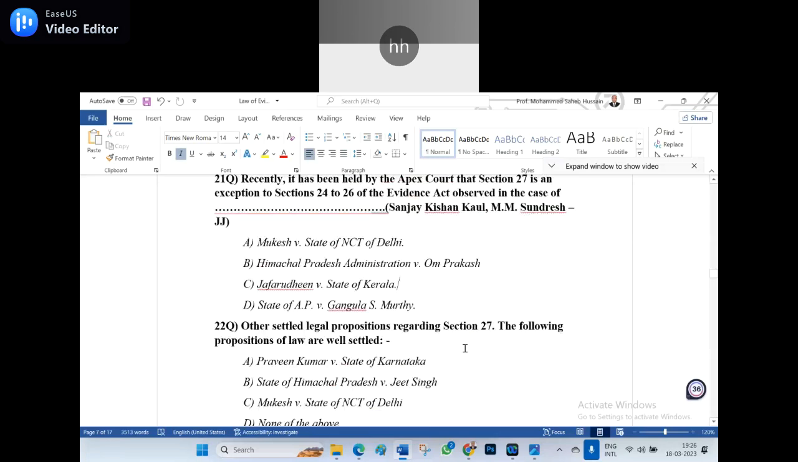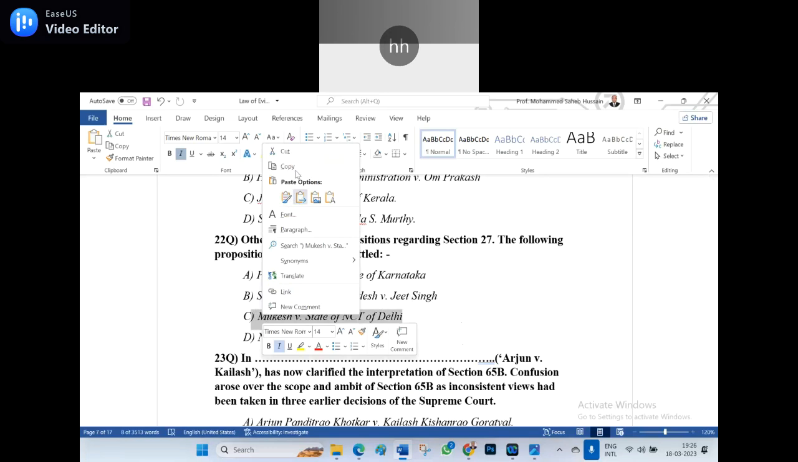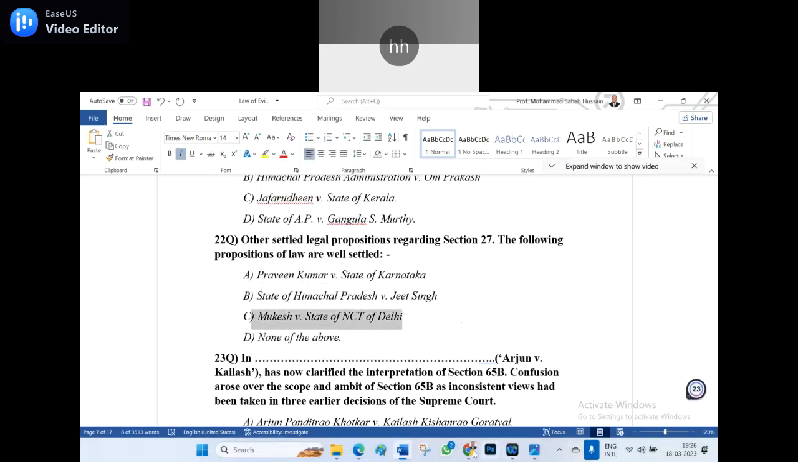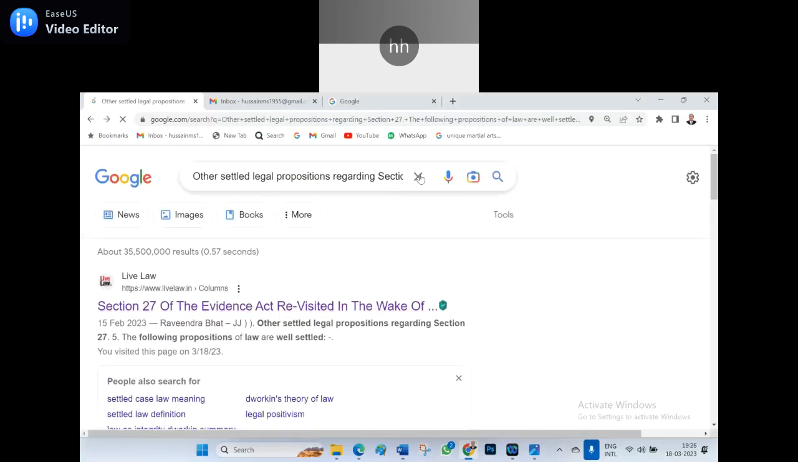Is this the only case law of confusion, or is another case law confusion? I think this is the confusion case law. No, sir, another question related to Section 27 was asked. That's why I say this is the relevant case law. Let me check it. Mukesh versus, this case law goes in that manner. Of course, this case law we already discussed, no? Mukesh, one of the case laws that is seen.